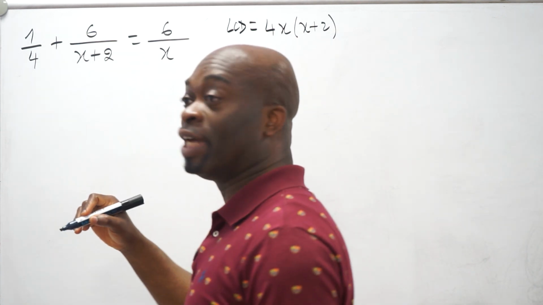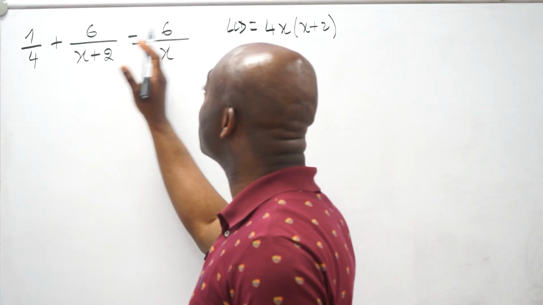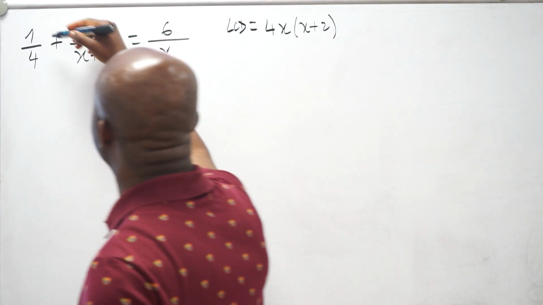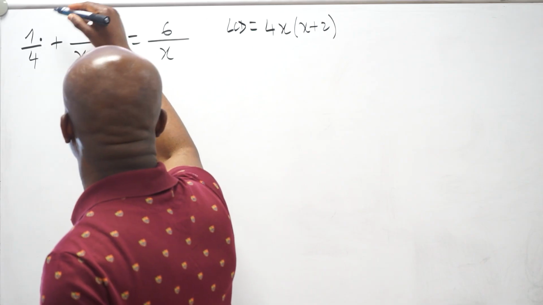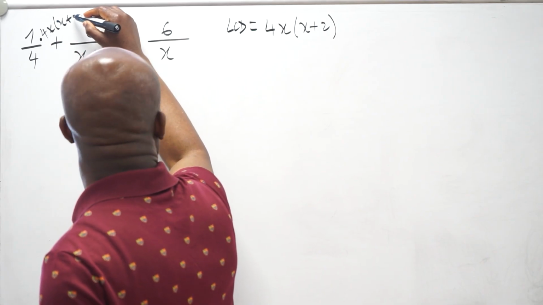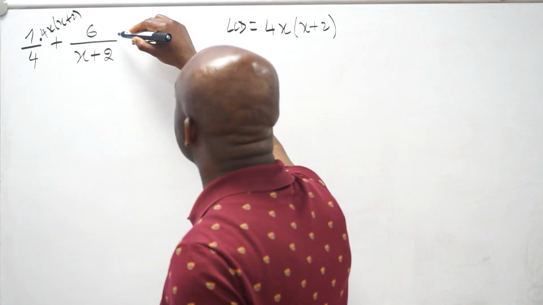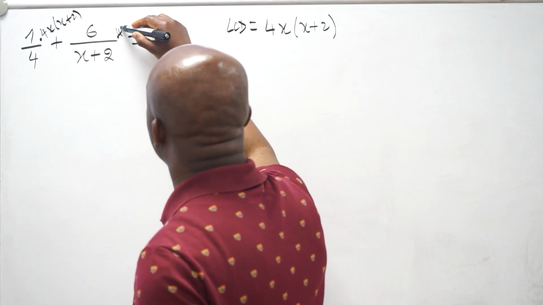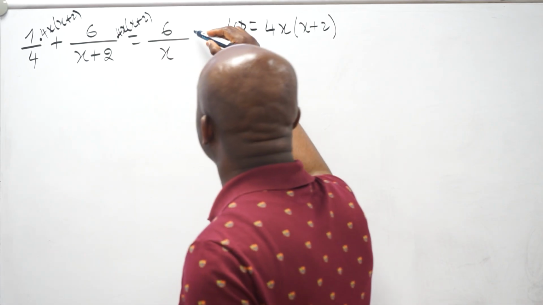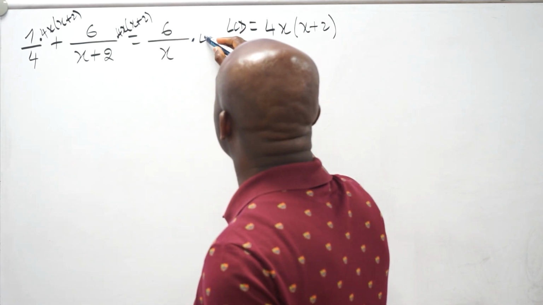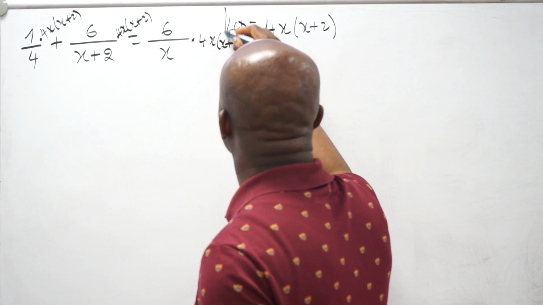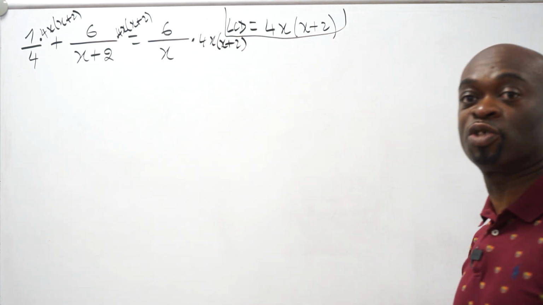So what are we going to do then? We're going to multiply each of these fractions by the lowest common denominator. So this one we multiply by 4x times x plus 2. Same thing here, 4x times x plus 2, and then here, 4x times x plus 2. Okay, so this is what we have.